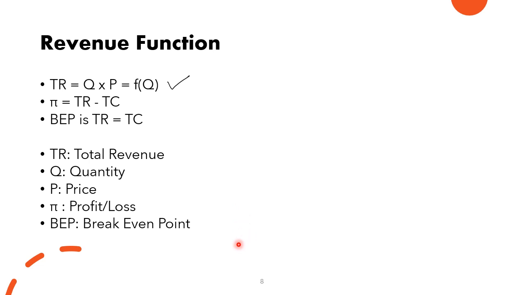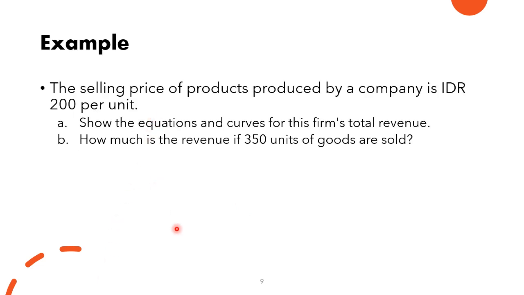Okay, let's start with the exercise. The selling price of products produced by a company is 200 rupees per unit. Show the equation and curve for this firm's total revenue. How much is the revenue if 350 units of goods are sold? Do this as the task. You know how to make the equation from the previous example. Now you do this on your own.